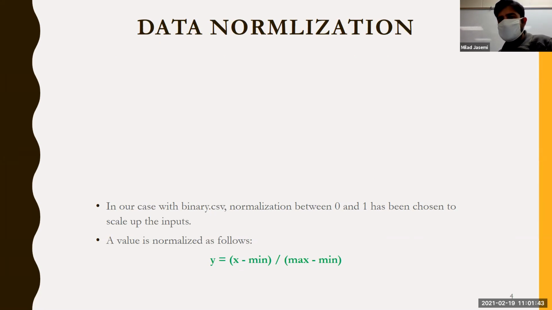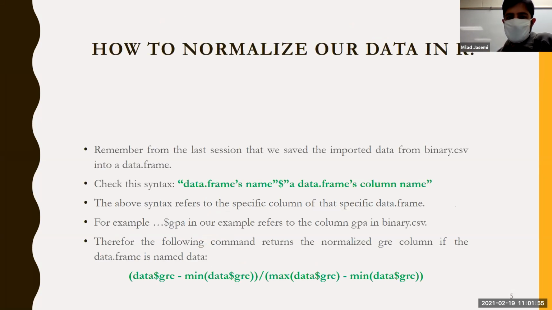In better words, the mean is 0. But we continue with data normalization. You can quickly check the formula you see in front of you that we had before. But the main question is, how do we normalize our data in R?